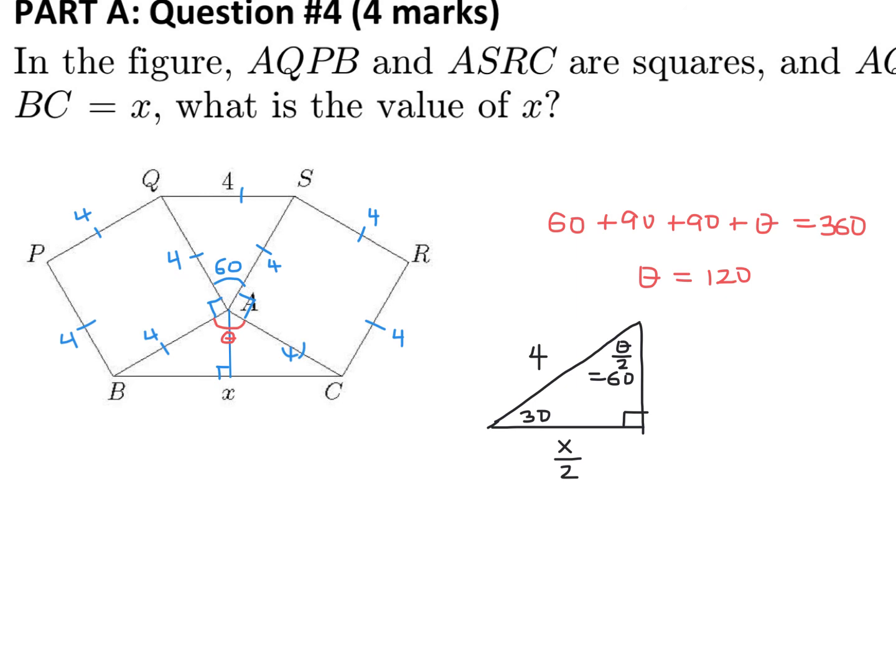So for the millionth time on a math contest, we have a 30, 60, 90 triangle. And the ratio of the sides are 1, 2, and root 3. So that means that root 3 over 2 is equivalent to x over 2 over 4. And that's basically how you will solve for x. So that means 4 root 3 over 2 is equal to x over 2. That means x is equal to 4 root 3. And that is what they wanted, the value of x.